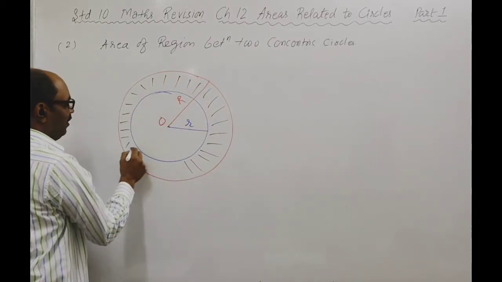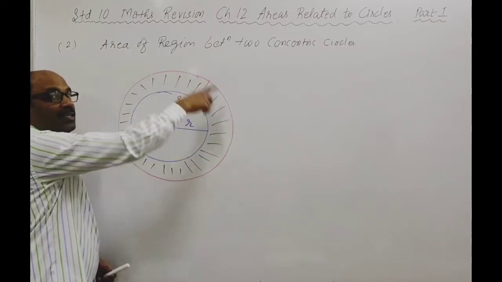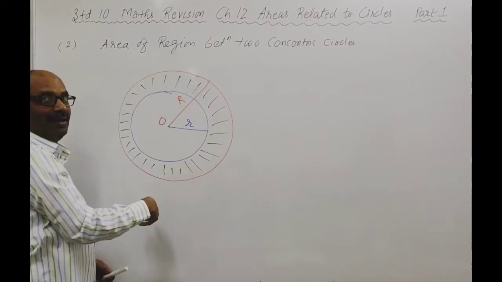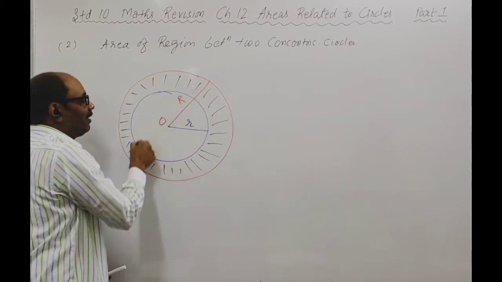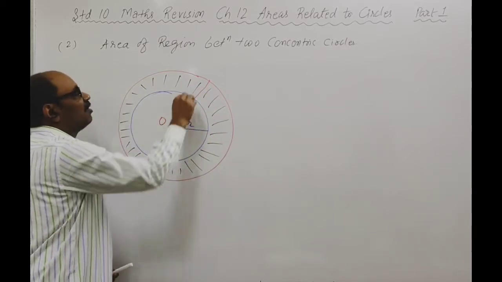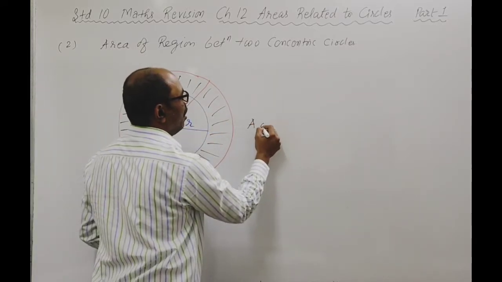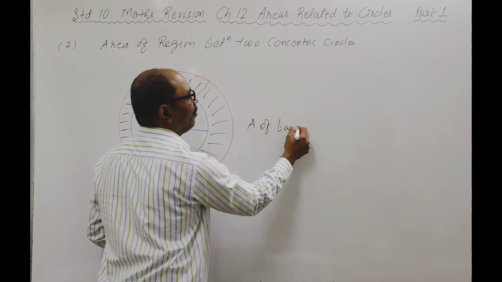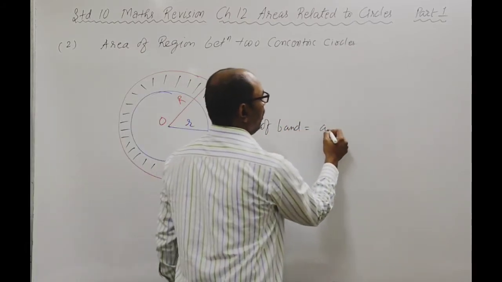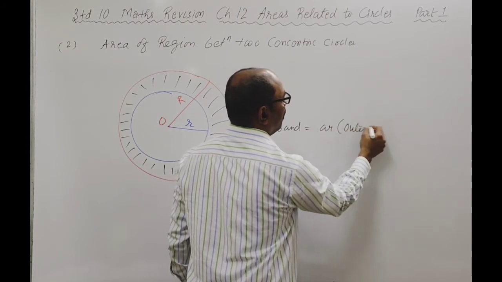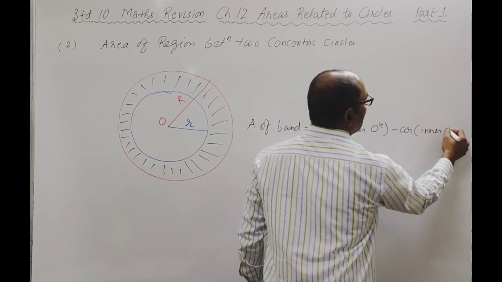Very simple, isn't it? What will you do? Find out the area of the outer circle, the large circle, the red circle, so you get the complete region area. From there you cut the area of the small circle, so only this part would be left. So the area of the circular band is the area of the outer circle minus the area of the inner circle.